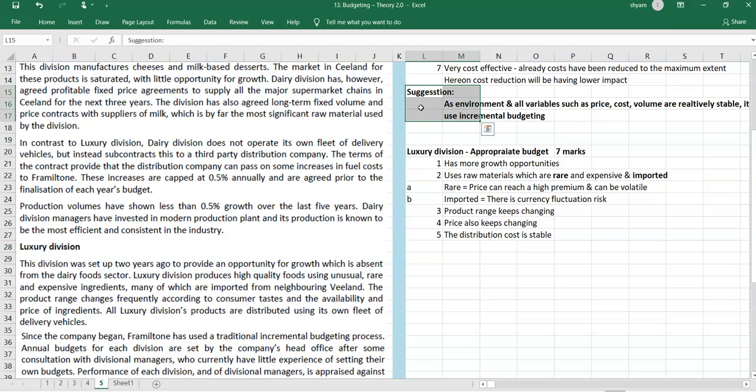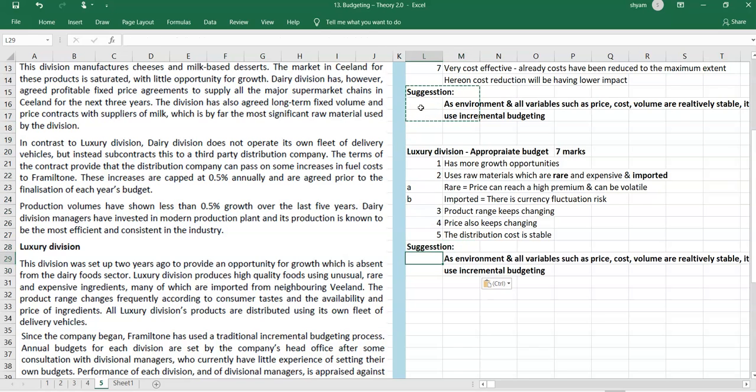What would be our suggestion here? Our suggestion is, as the environment and all variables such as price, cost, and volumes are quite changing, we can also add product range, which is dynamic, it is better to use a rolling budget. It is better to install a rolling budget.